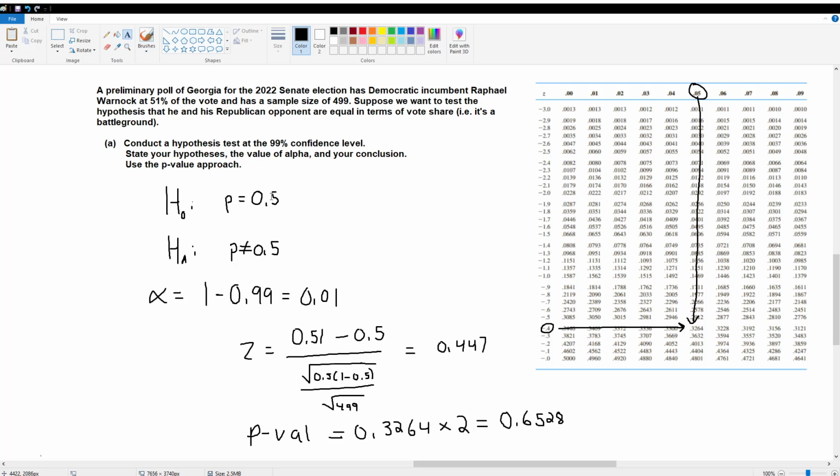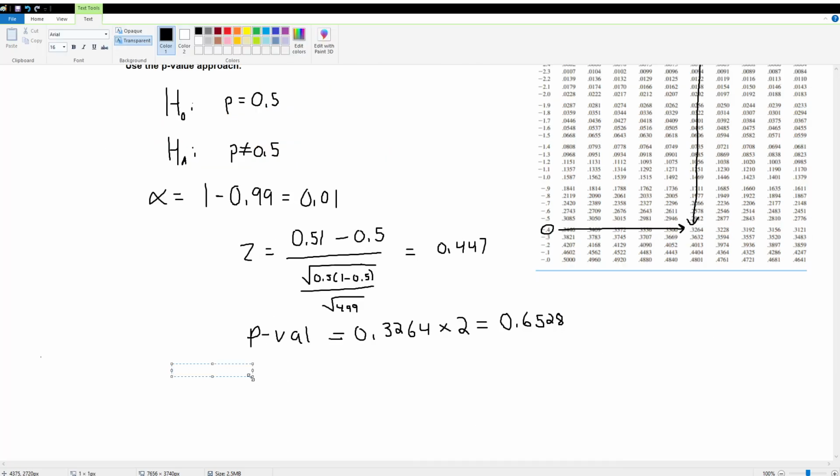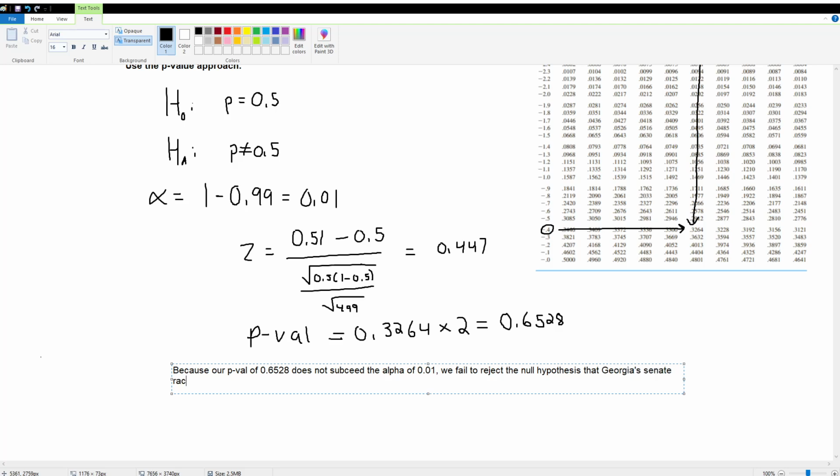In any event, to get our conclusion, because our p-value of 0.6528 does not go below the alpha of 0.01, we fail to reject the null hypothesis that the population proportion is 0.5, or in this case, to convert to English and still be correct, that Georgia's Senate race was a battleground.